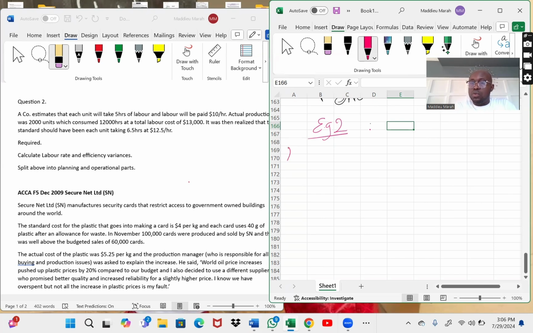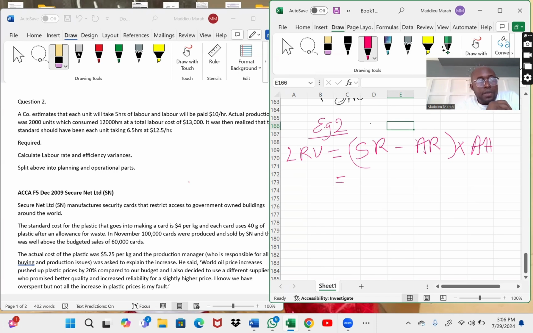So if we want to do labor rate variance, we said standard rate, we are comparing that to actual rate, multiplied by actual hours. Get it? Now, let's look for our information. What's our standard rate and actual rate?